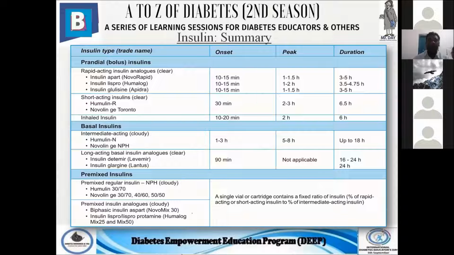Basal insulin, that is, if human, it is analog intermediate acting insulin. Onset of action happens between 1 to 3 hours. Peak is between 5 to 8 hours and can be inside the body for up to 18 hours.